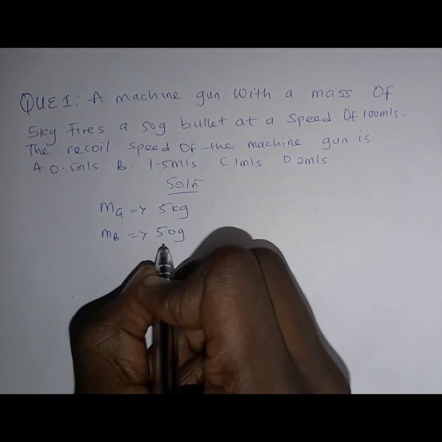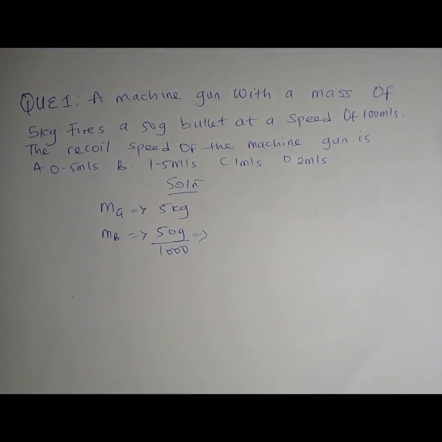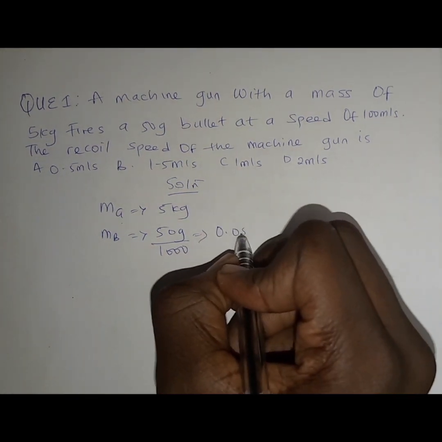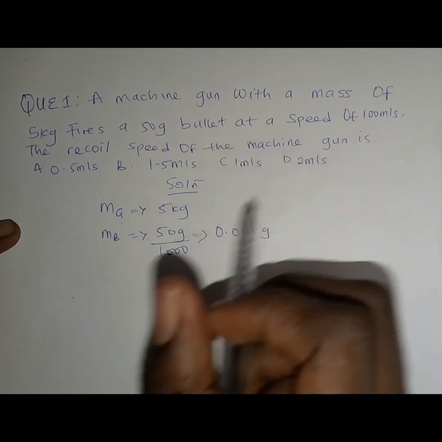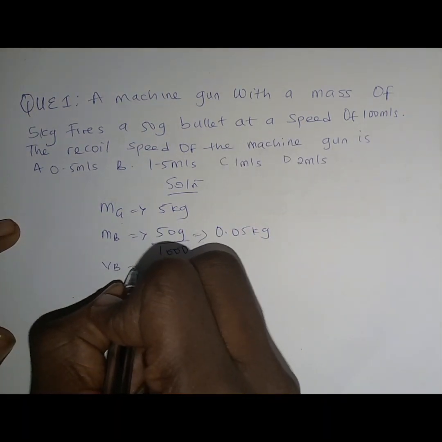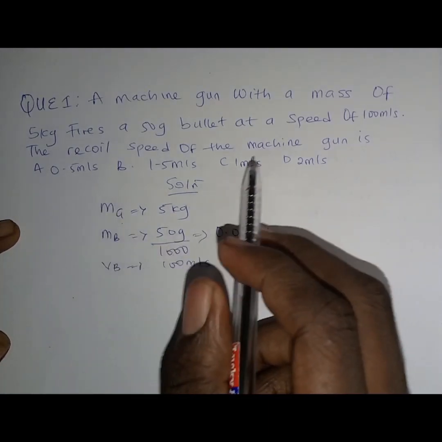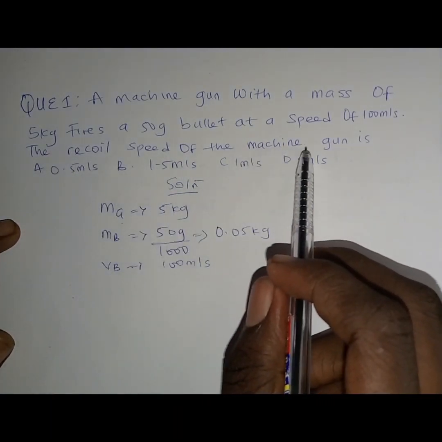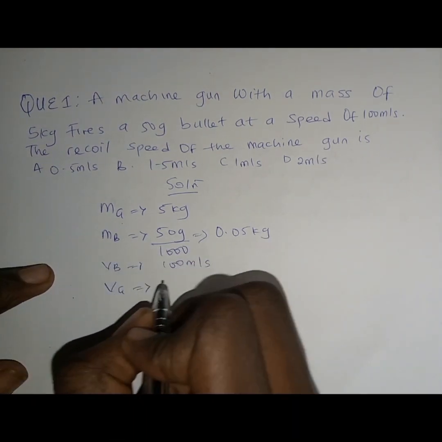Now to convert from gram to kilogram, I have to divide it by 1000. So dividing 50 by 1000, I think I will have 0.05 kilogram. Now I've done justice to that. At a speed of, so the velocity of the bullet, that's 100 meter per second. Now therefore the recoil speed of the machine gun is, so now we are asked to look for the velocity of the machine gun.